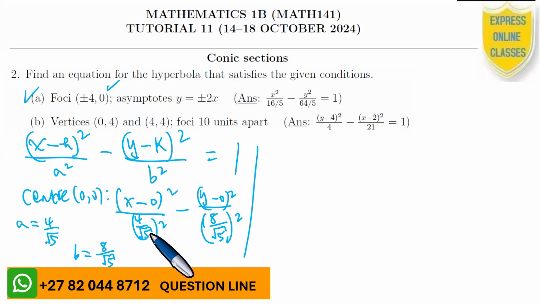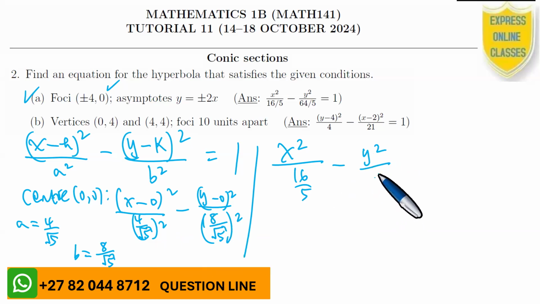If you square 4, 4 squared is 16 out of 5. 8 squared is 64 out of 5. Which is exactly the answer they got there. Okay, so is the answer they got to A.